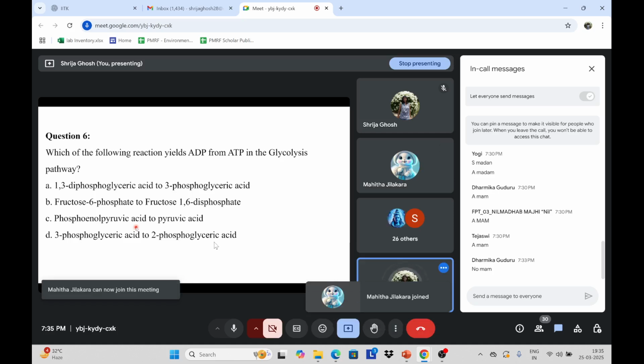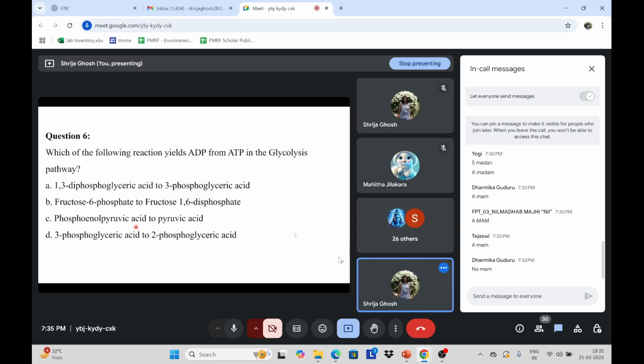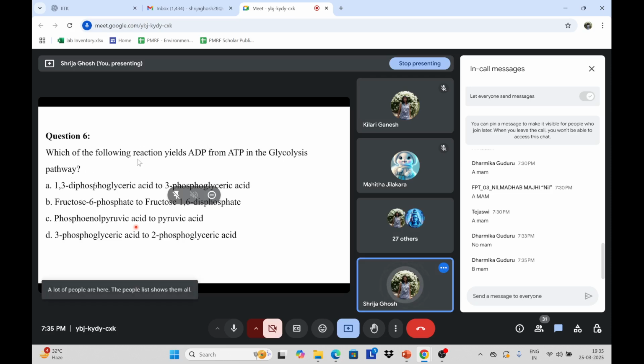What do you think is the correct answer? Which of the following reactions yields ADP from ATP? That means from ATP, ADP is forming. That means ATP is giving the phosphate to some substrate. Which of the substrates here looks like it is getting phosphorylated?